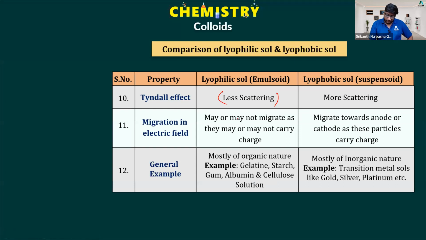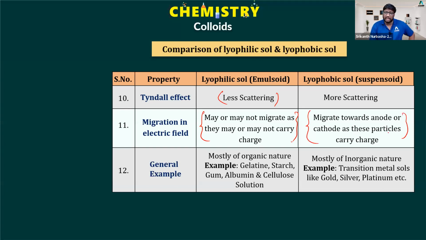Migration in the presence of an electric field: they contain charge, that is why they will migrate. For lyophilic, they may or may not migrate, because some lyophilic colloids have very little charge, and because of that very little charge, their motion is reduced. So they may or may not migrate. Lyophobic will migrate towards anode or cathode, as these particles carry charge.